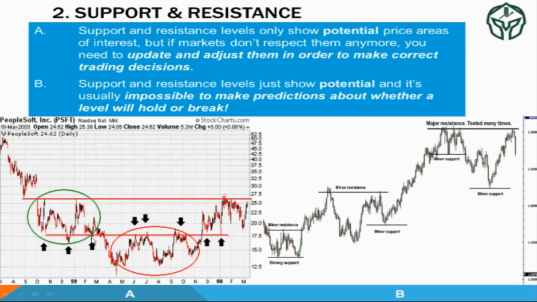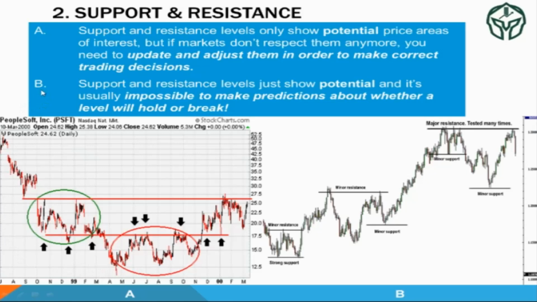You use them to find points of interest where it might potentially hit, and use that with your other confluence factors when trading. But if the chart does break through that support level, then it's very important to update and adjust your support and resistance levels in order to make more correct trading decisions. Okay, let's move on. Paragraph B.